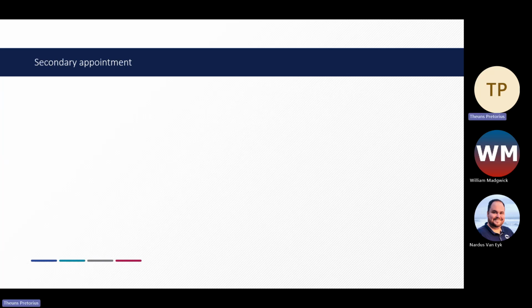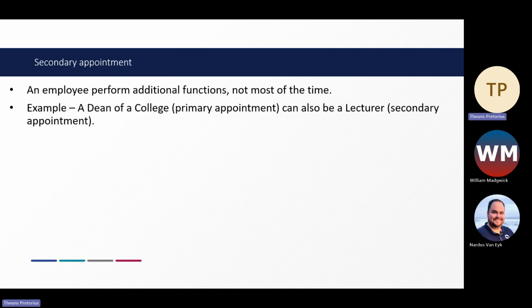So a secondary appointment, we're going to come back to appointment history now. Secondary appointment is when an employee performs additional functions, but not most of the time. A perfect example is the dean of a college. The dean of a college's permanent primary position is dean of a college. His secondary position is he's a lecturer. So he performs both functions in parallel.